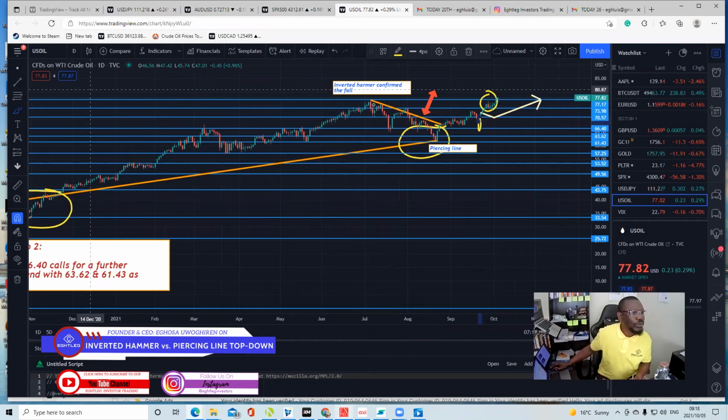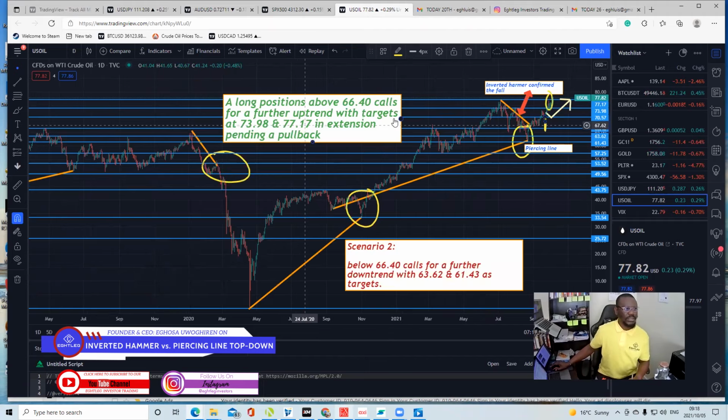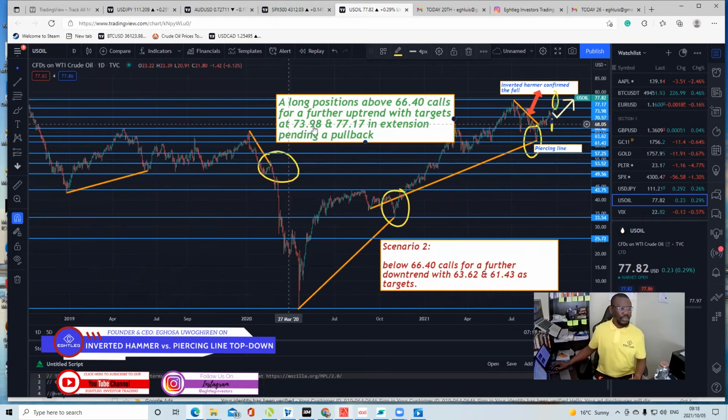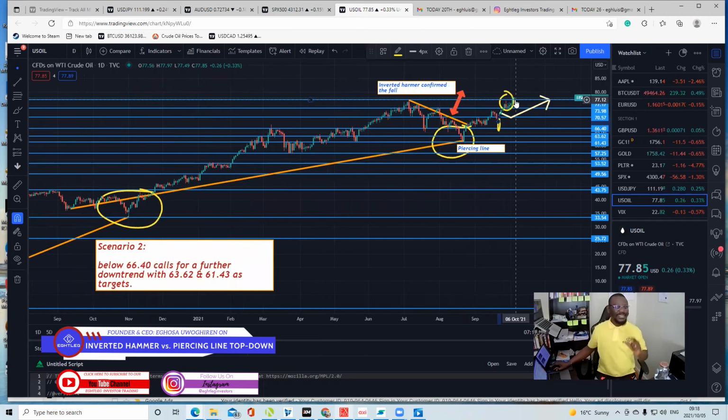Then we saw a continuation to actually hit RTP1 and RTP2, which I said was 77.17 in extension. So we actually hit RTP1, which was 73.98, and also 77.17 in extension. So this was one of the peaks that we sent out.